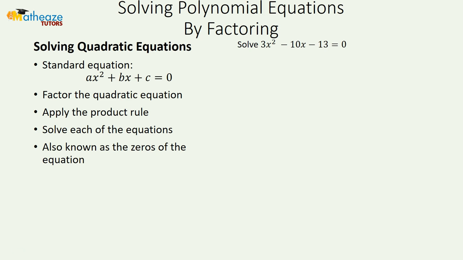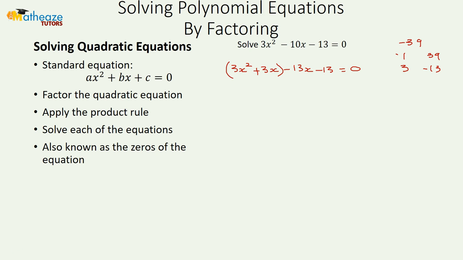Now we're going to look at another quadratic equation. So 3 and 13 gives us 39, negative 39. We have 1 and 39, it's not going to work. We have 3 and 13. Because we have a negative 10, we're going to put the negative sign right here. So we have 3x squared minus 13x. Sorry, it's plus 3x minus 13x minus 13 equal to 0.